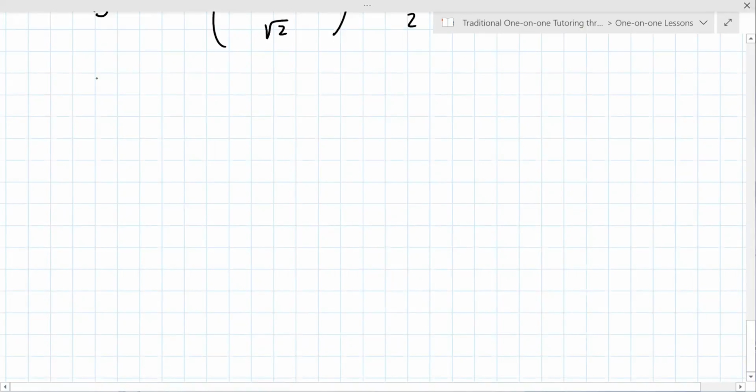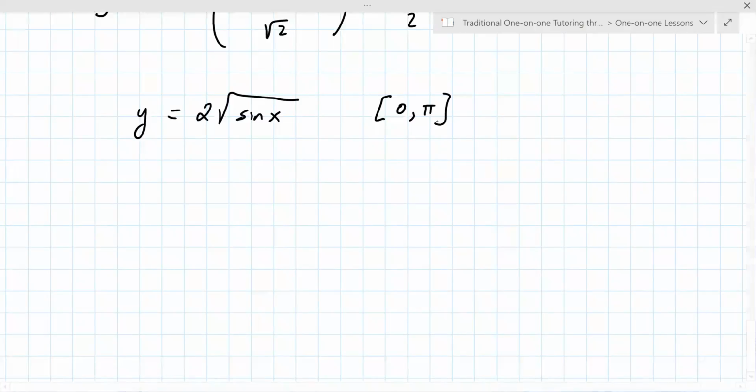looks kind of interesting. It says y equals 2 square root sine x, and it goes from 0 to pi. And this time it says that the cross sections are right triangles. I'm sorry, the leg of an isosceles right triangle.